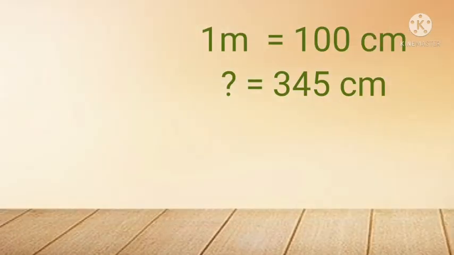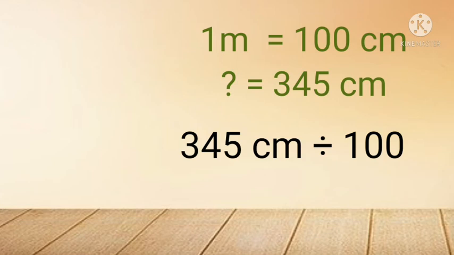Children, we know that 1 meter is equal to 100 centimeters. So, for the conversion of meter into centimeter, what did you do? You just multiply the number by 100. Now you are doing the things in reverse. That is, here you are converting centimeter to meter. So, instead of multiplication, here you need to do division. You have to divide the whole number by 100. Here you are dividing 345 centimeters by 100.